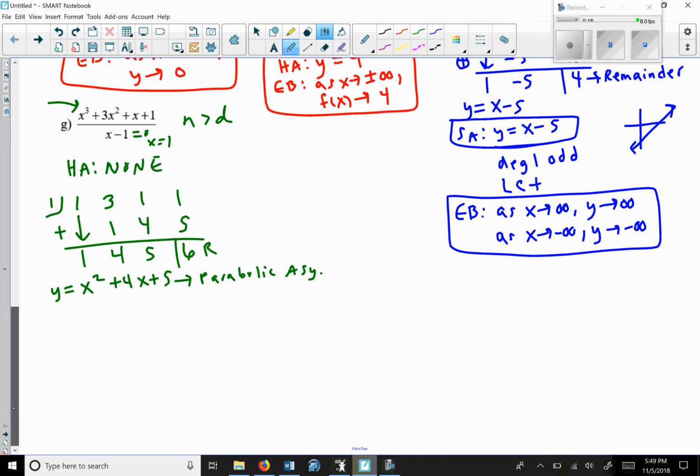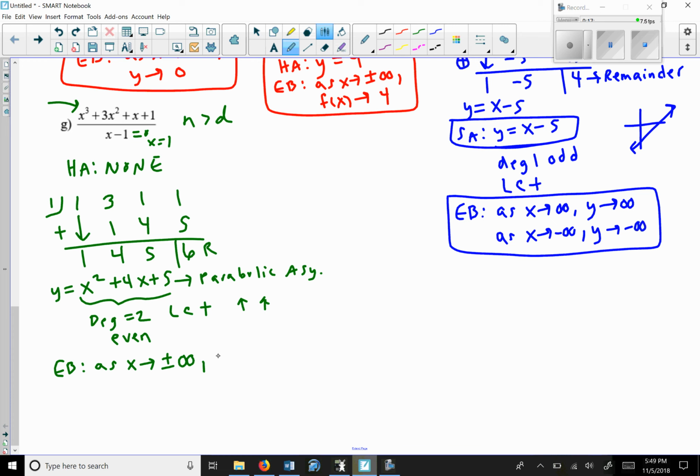And so for this, to find the end behavior, we want to look at the degree and leading coefficient of our parabolic asymptote. So the degree of this is 2. The leading coefficient is 1, so it's positive. So when we have a degree 2 that's even and positive, when you think about your quadratics, you know both ends are going to go up. So that means both ends are going to positive infinity in this case. So the end behavior is going to be as x goes to either positive or negative infinity, my y values, or f of x, doesn't matter which one you write, are approaching infinity.